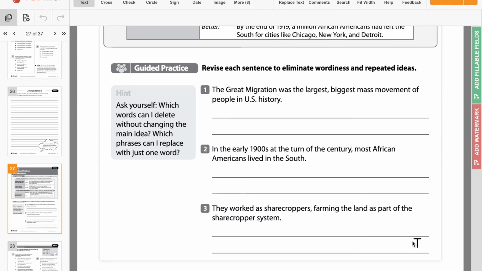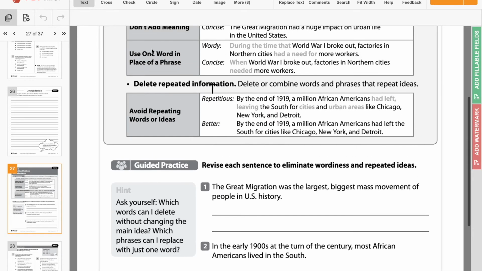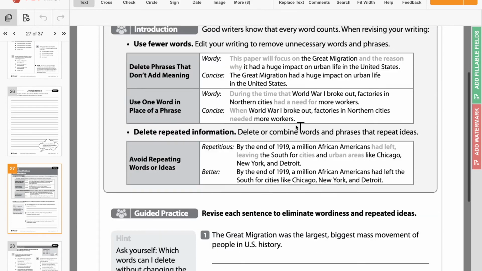So now what we're going to do here is revise each sentence to eliminate wordiness and repeated ideas. The hint says, ask yourself, which words can I delete without changing the main idea? Which phrases can I replace with just one word? So this one says, "the Great Migration was the largest, biggest mass movement of people in history." Now take a minute here and think, are we seeing things repeated, or are we seeing just too much wordiness, too many words?